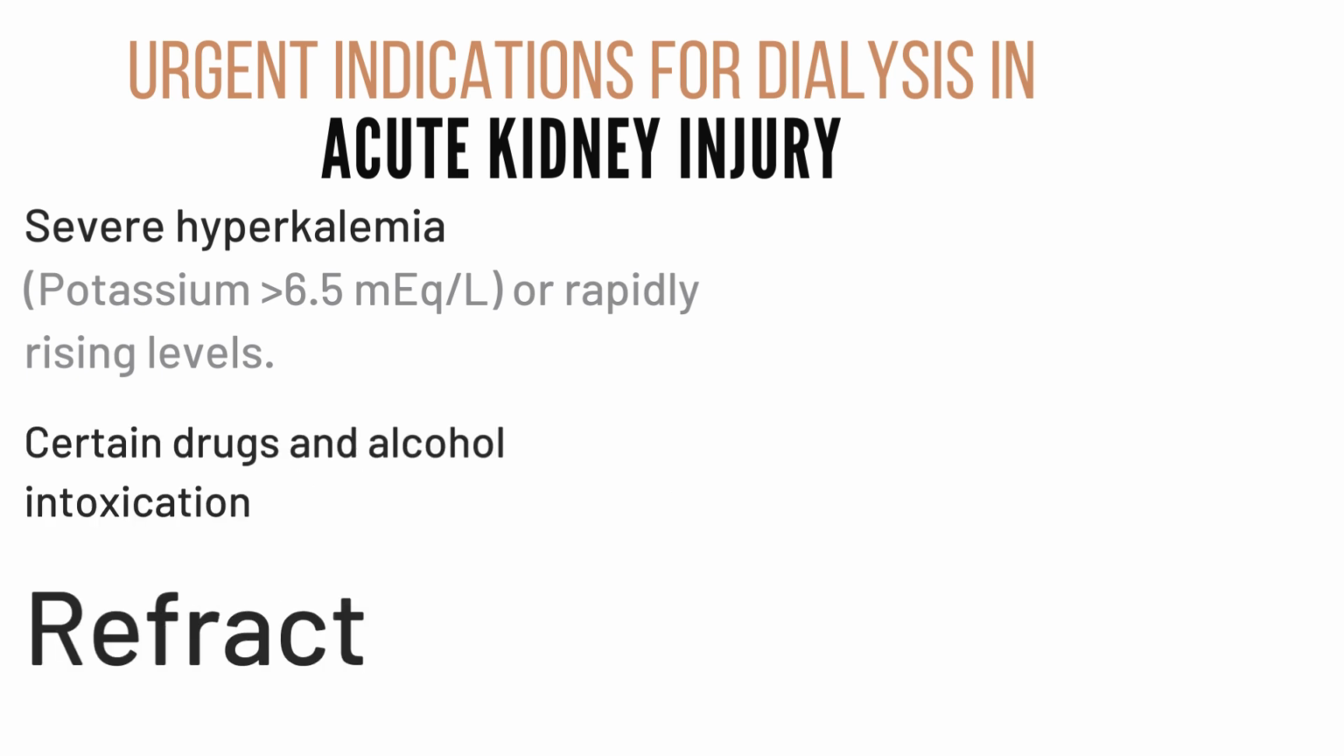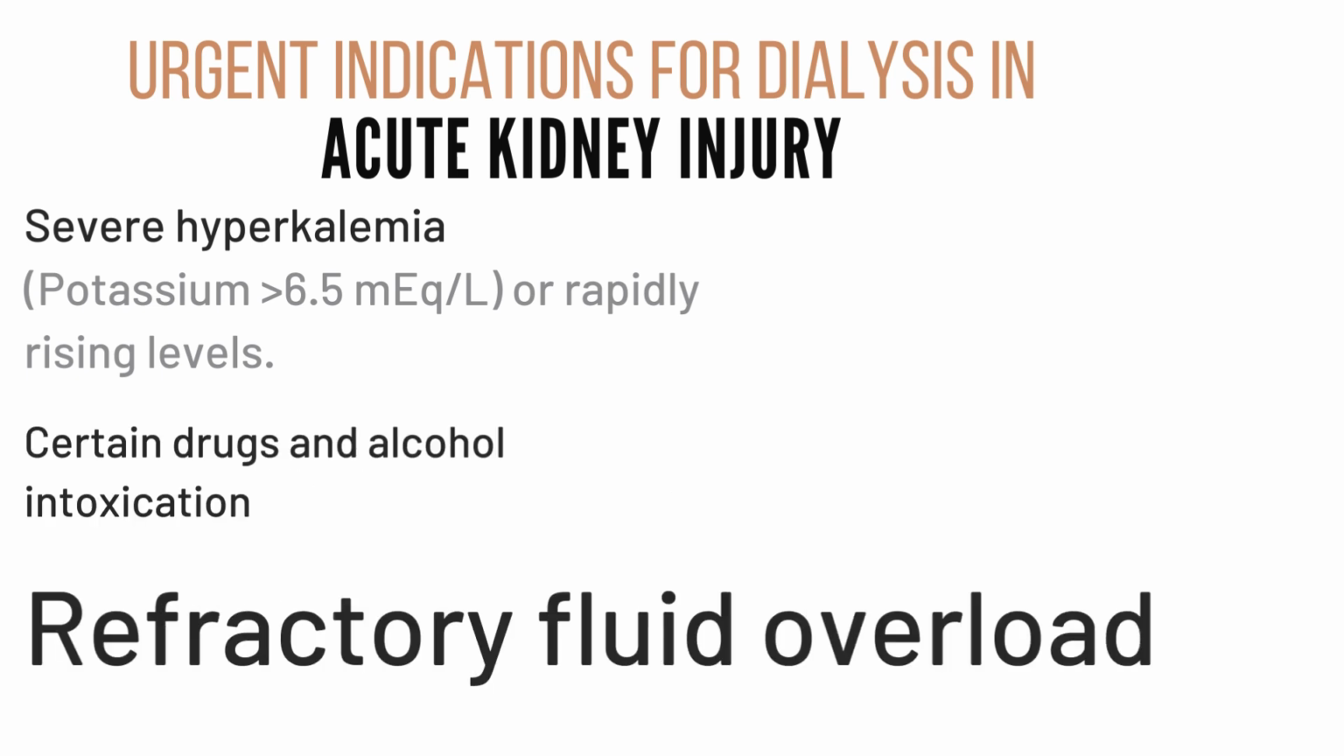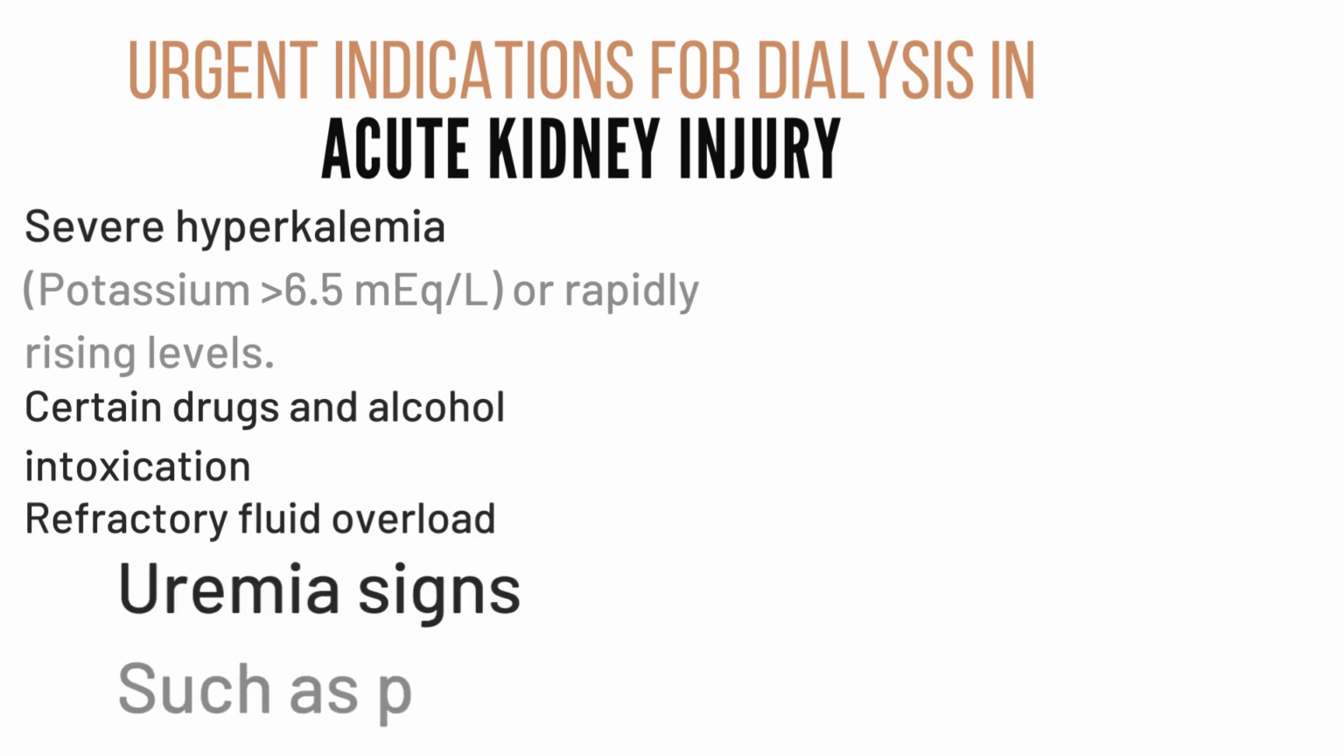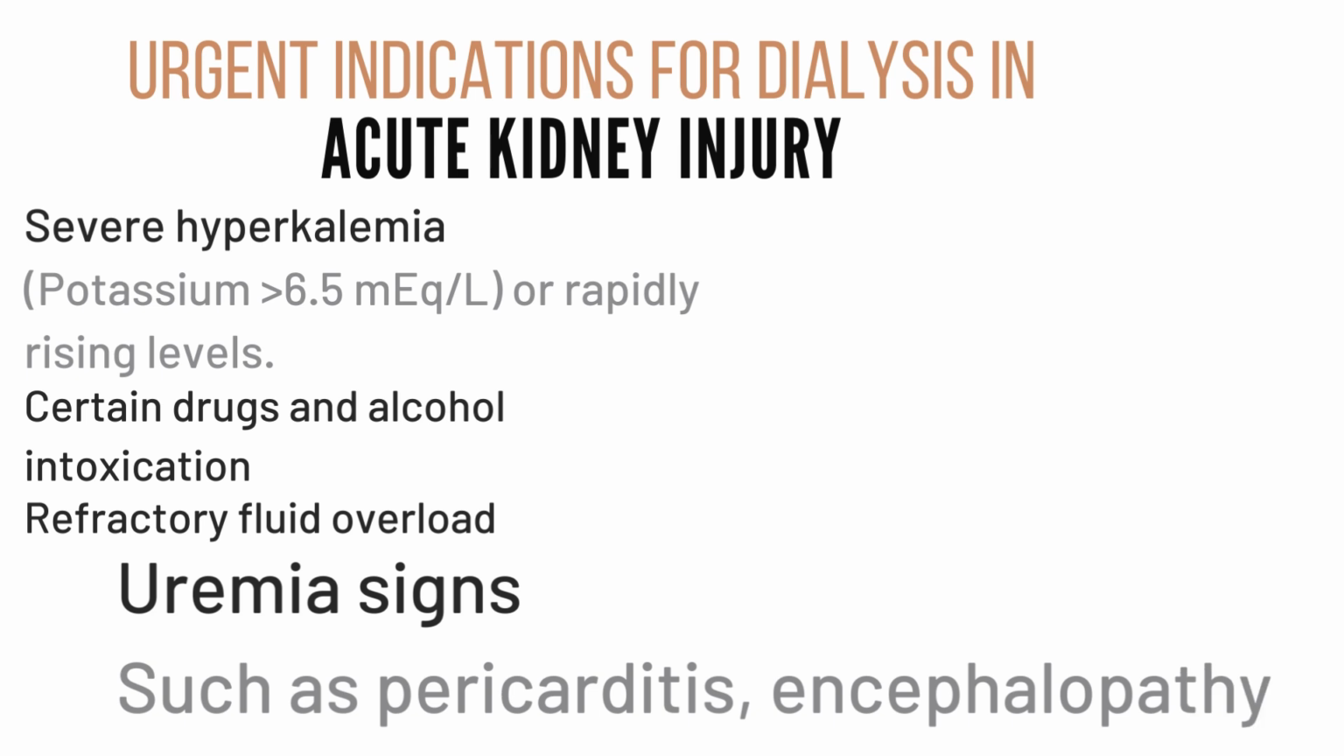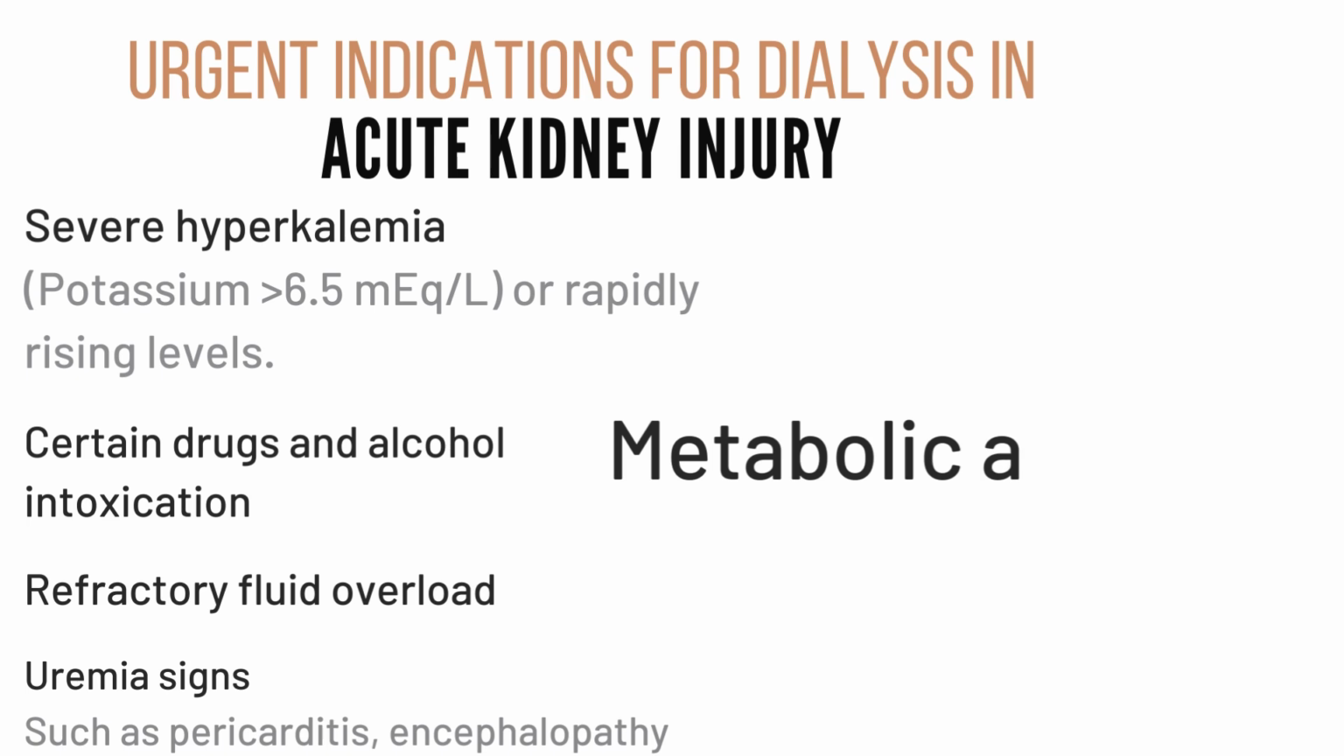If a patient is having acute kidney injury and he is in a volume overload status, he would also need hemodialysis. Or if uremia is so severe that it is causing pericarditis or uremic encephalopathy in an acute kidney injury patient, or severe metabolic acidosis, these are the indications of hemodialysis.